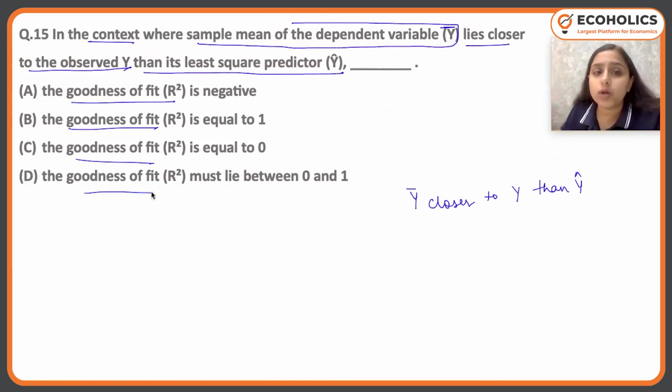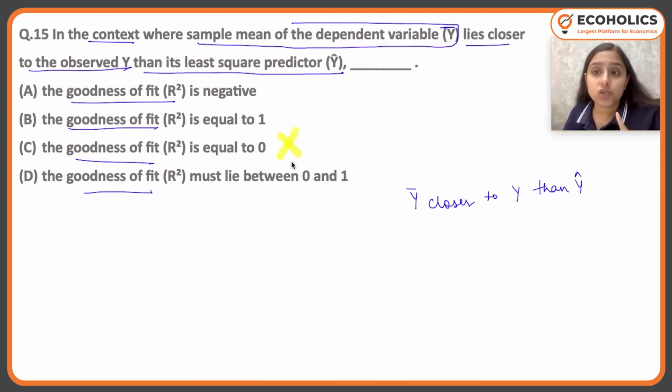fit in this model? I can bet you, as soon as any student sees this question after learning the concept of R square, they would choose the answer that goodness of fit will be equal to 0. But that is a completely wrong answer. Completely wrong answer. Why? Now remember one thing.